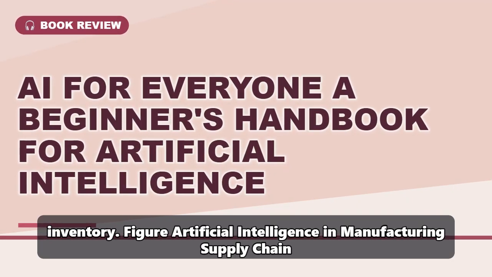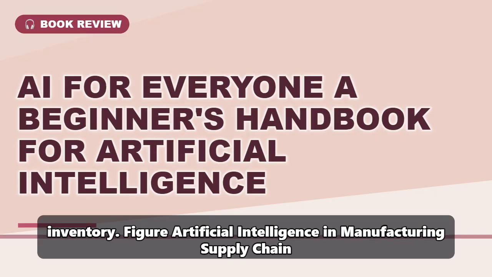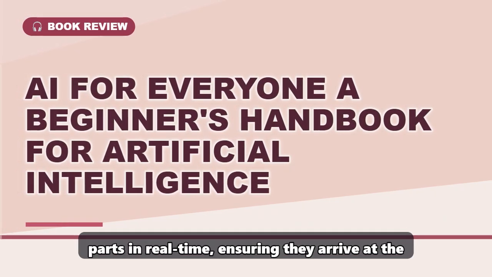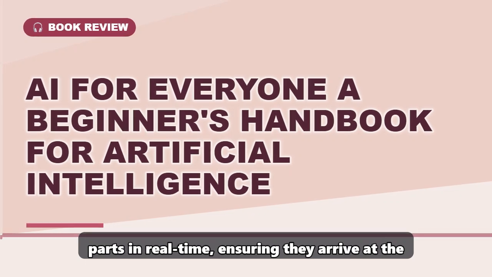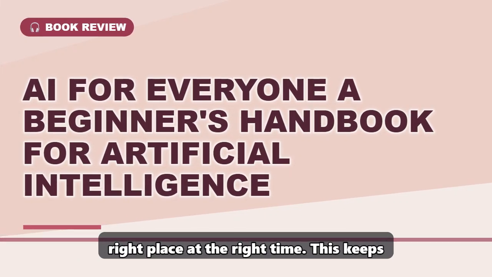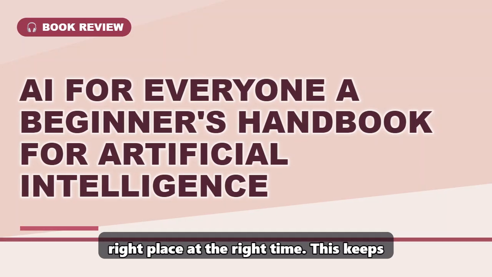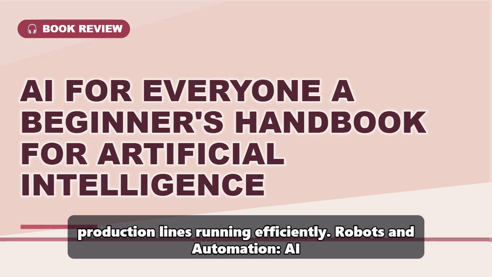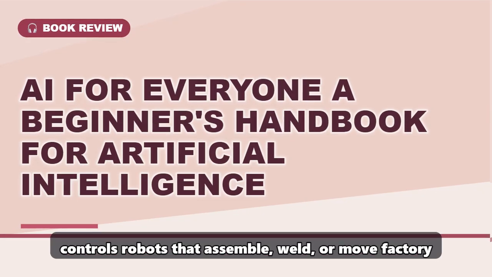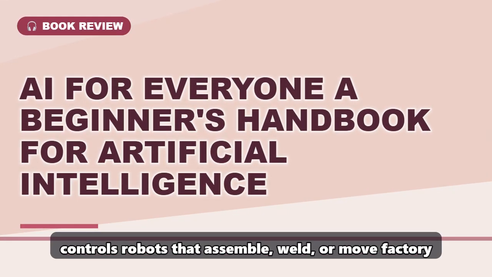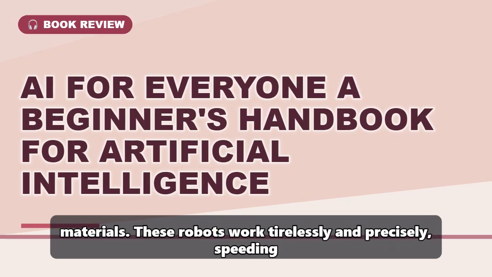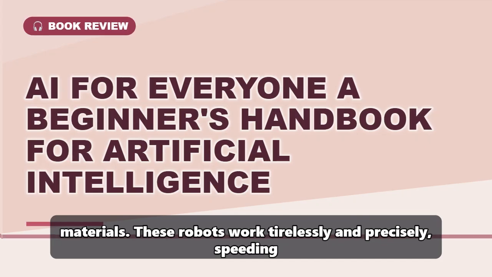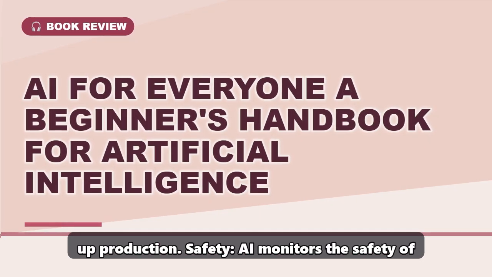Figure: artificial intelligence in manufacturing supply chain management. AI tracks the movement of materials and parts in real time, ensuring they arrive at the right place at the right time. This keeps production lines running efficiently. Robots and automation. AI controls robots that assemble, weld, or move factory materials. These robots work tirelessly and precisely, speeding up production.